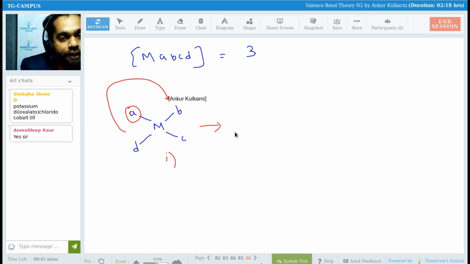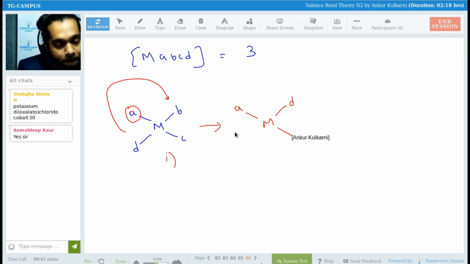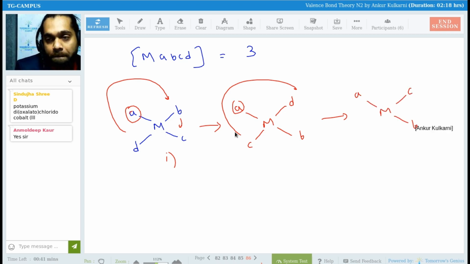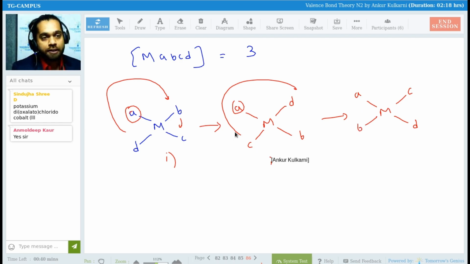Let us say I have moved D over here to B. So M, A, D, then B over here. Everything will move ahead, and then C over here. Similarly, again it will move. A is constant, so M, A as it is. Now C will be over here, B will go ahead. This will become D, this will become B. I hope you are getting it. If I do one more rotation, everything will come back to its original position.